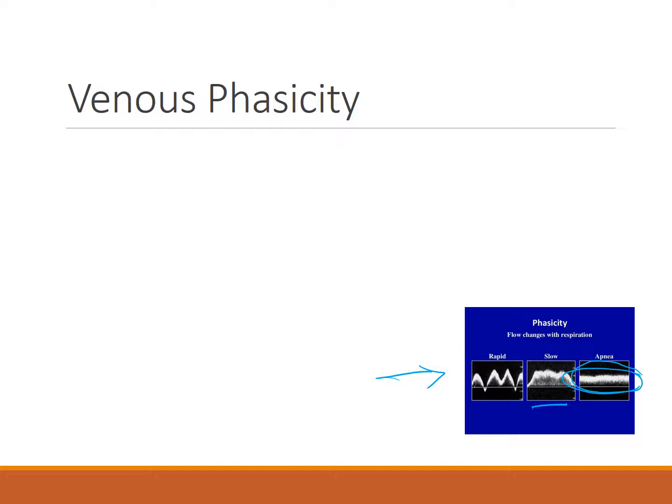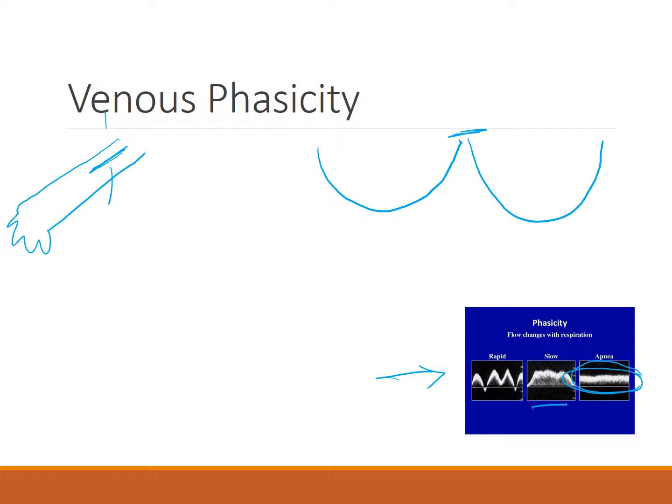So again, if we have a patient and we are sampling the flow within their arm and they take a big breath in, the thoracic cavity is decreasing in pressure, meaning we're going to get a lot of forward flow. As they exhale, that flow is going to stop. When they breathe in again, more forward flow, exhalation, it'll stop again. That is phasicity in the arm.